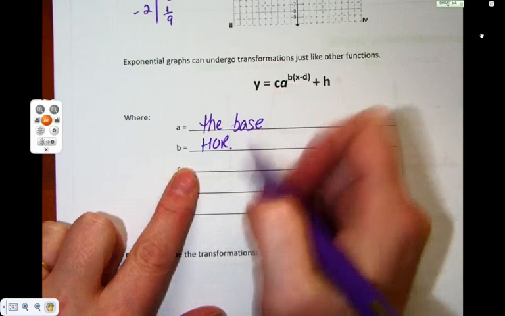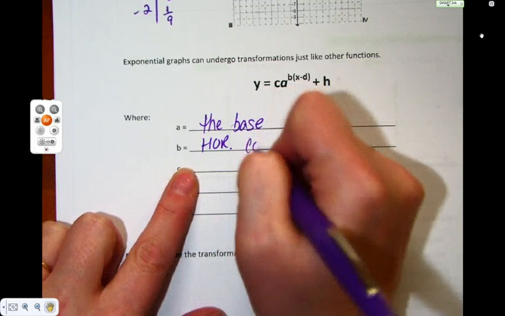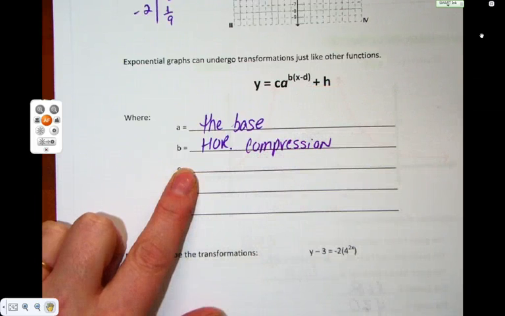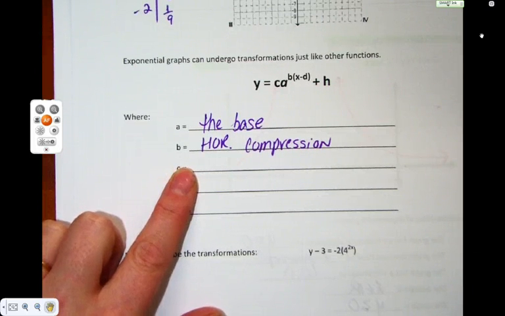So this is a horizontal compression. Why is it a compression and not a stretch? Because it's a whole number. So same rules as before. Whole number in the exponent means it's a horizontal compression.